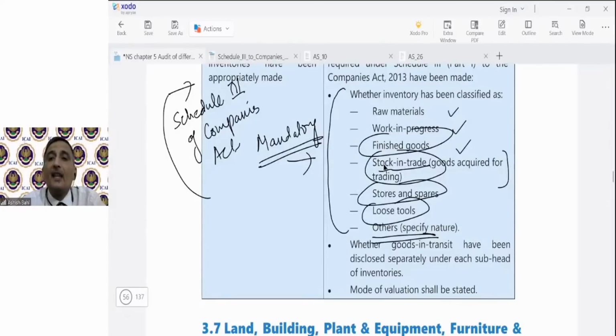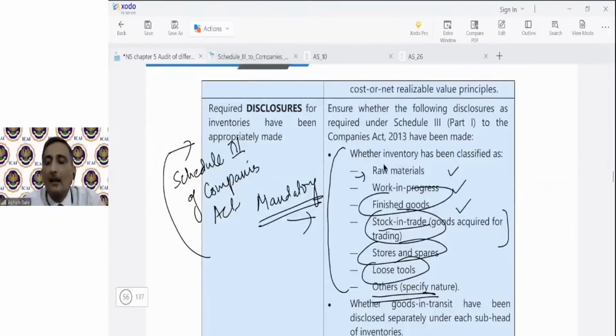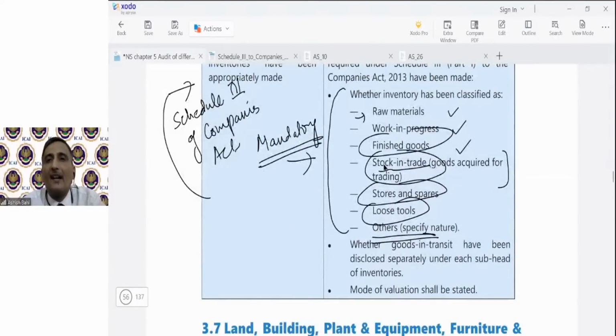Okay, and if there are goods in transit in relation to any of these subheads, then these have to be disclosed separately. Say if there are some goods in transit pertaining to raw materials, then under the raw material subhead, these have to be disclosed separately, that these goods were in transit and these have not been received yet. Okay. And mode of valuation shall also be stated, how the inventories are valued: at cost or net realizable value, whichever is less, this has to be stated.